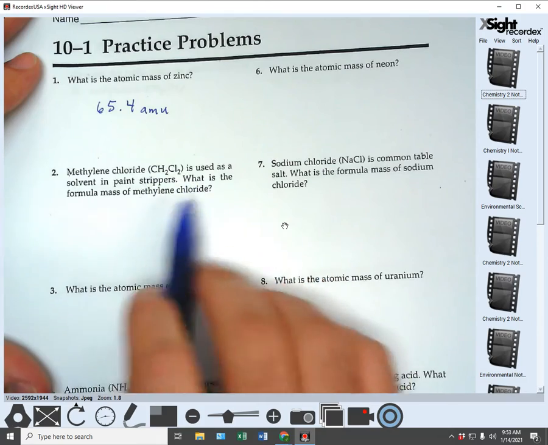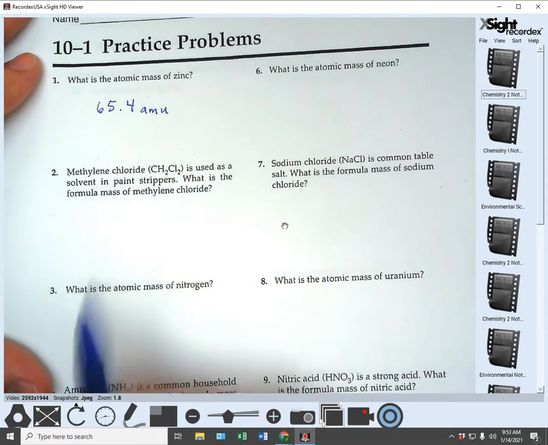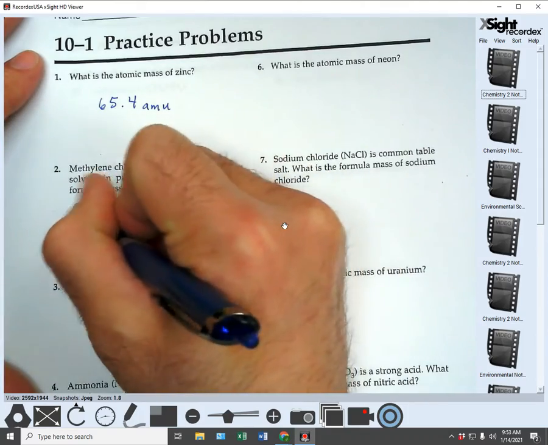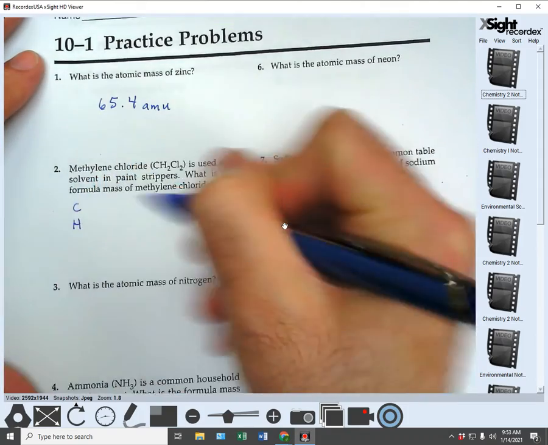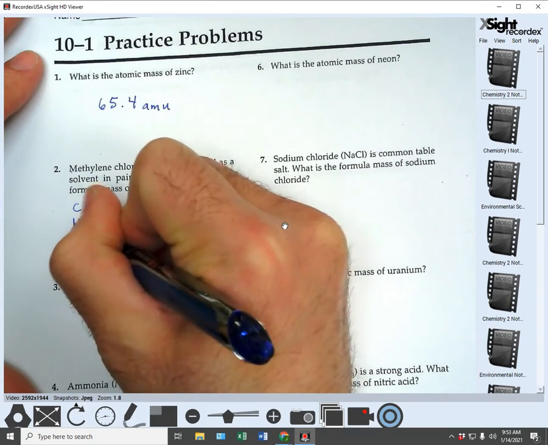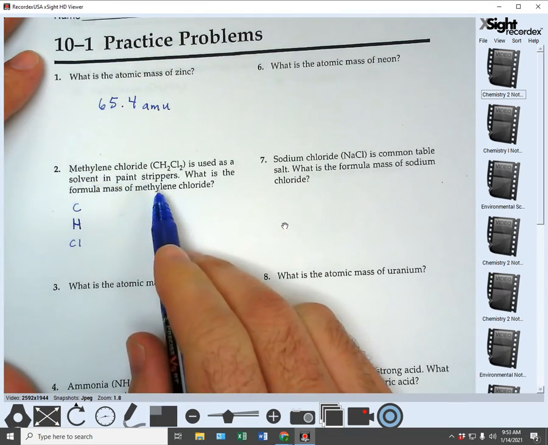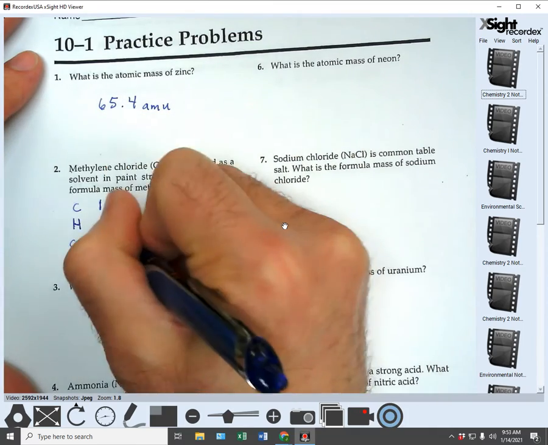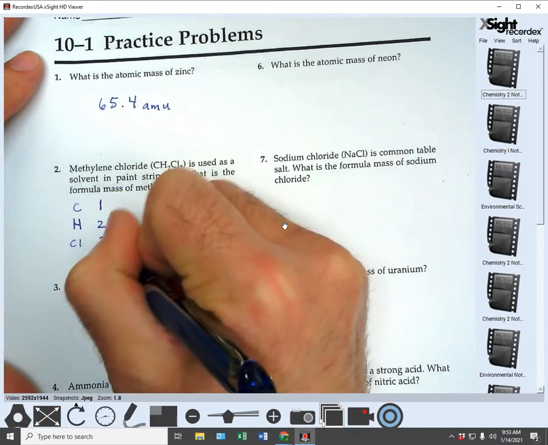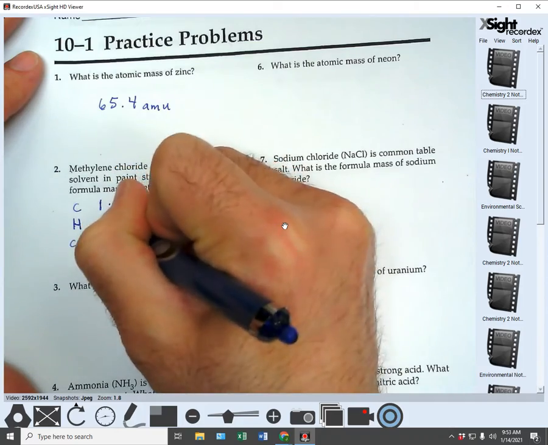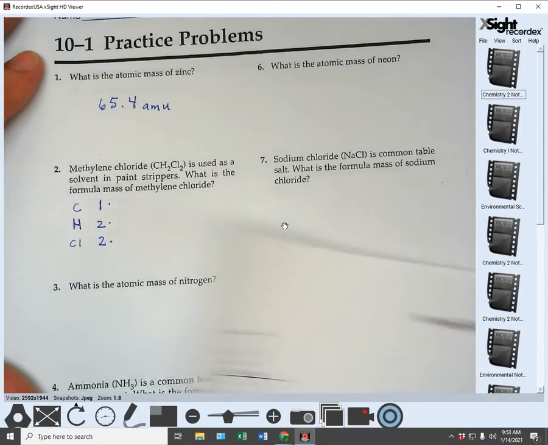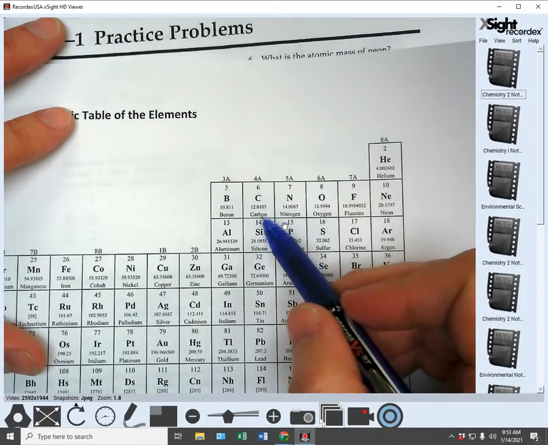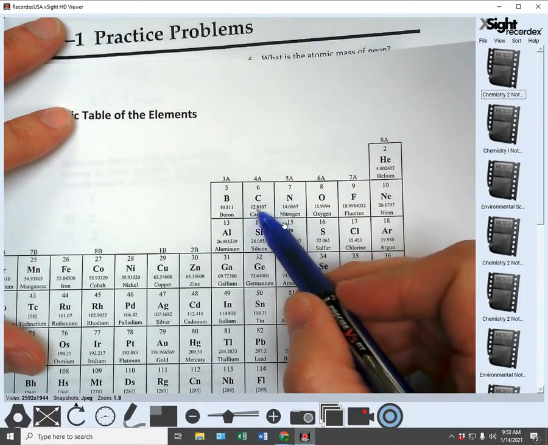What's the formula mass of methylene chloride? CH2Cl2. So to do the formula mass, you split it into the elements. So we've got carbon, hydrogen, and chlorine. We do the number of atoms. So how many carbon do we have? We have 1. How many hydrogen? 2. How many chlorine? 2. And you do times the mass. So carbon, remember you're taking these to 1 decimal. Carbon is 12.01, so the 1 does not round up, so it's 12.0.